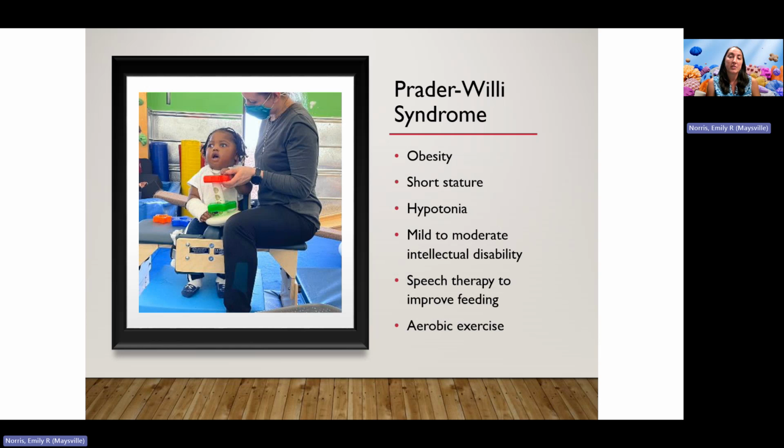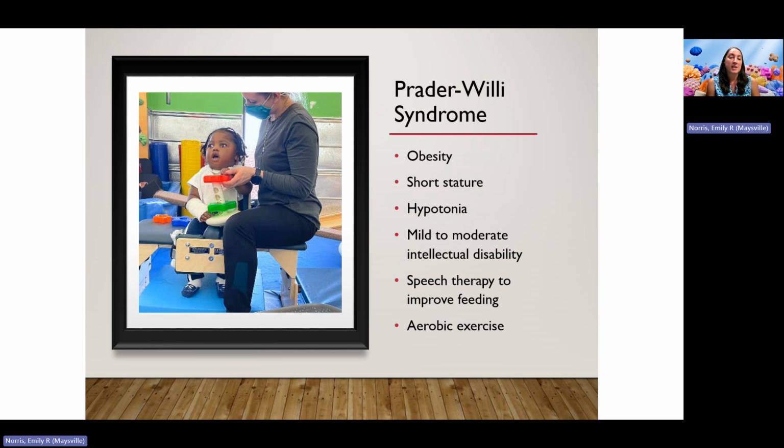Low tone, typically have a mild to moderate intellectual disability. Speech therapy is often needed to improve feeding. Just keep in the back of your mind that speech therapists work on feeding as well, so not just on speech. That's really key in a younger population, especially in infants when they're not latching on, or in children who have sensory problems and are not able to tolerate certain textures of foods. Speech therapy is great for that.